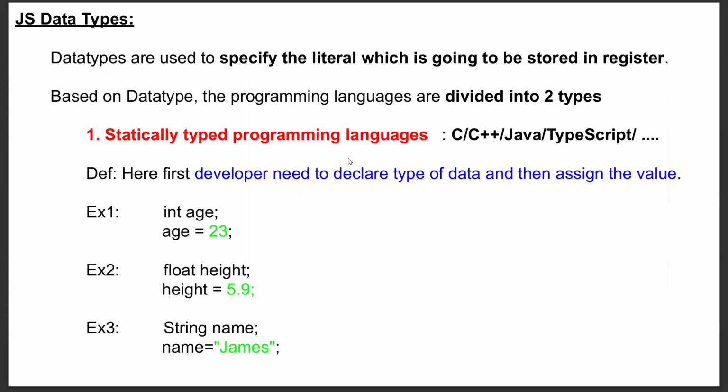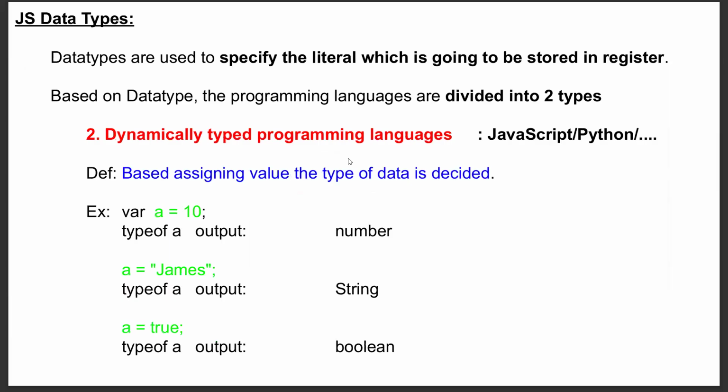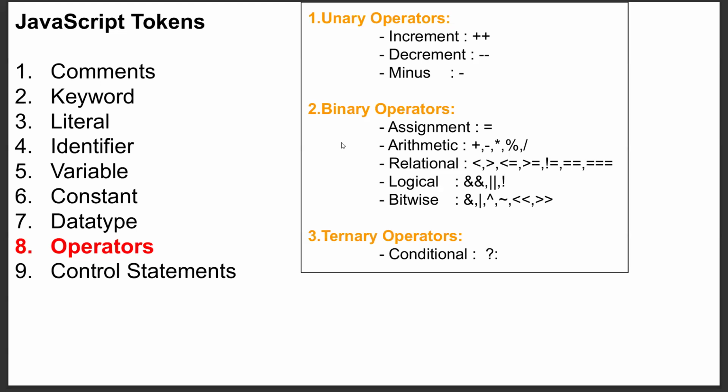Statically typed languages are nothing but C, C++, Java, and TypeScript. All are statically typed. So here the developer first needs to declare the type of the variable and then assign the value. But if it is dynamically typed, the type is decided based on the assigned value, right? So this is the difference between statically typed and dynamically typed, right? And I think everyone is clear on it.